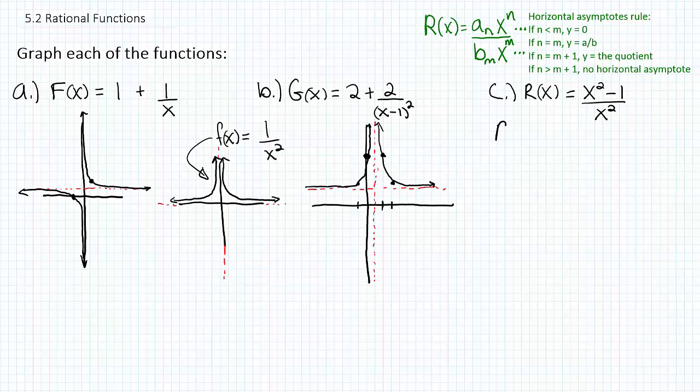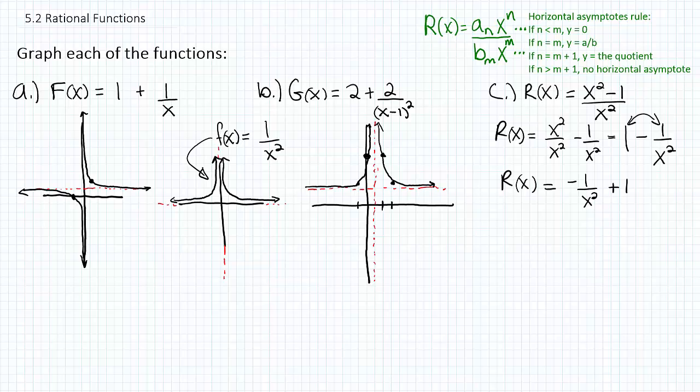So what this is going to do is give us r of x is equal to x squared over x squared minus 1 over x squared. And that's useful because that just simply becomes 1 minus 1 over x squared. If I were to rewrite that in another way still, I could say that r of x equals negative 1 over x squared plus 1. I just switched around the locations of these two terms, right? And now what we can see is that this part is very much like this graph, except for the negative out in front, and then they put a plus 1 at the end.